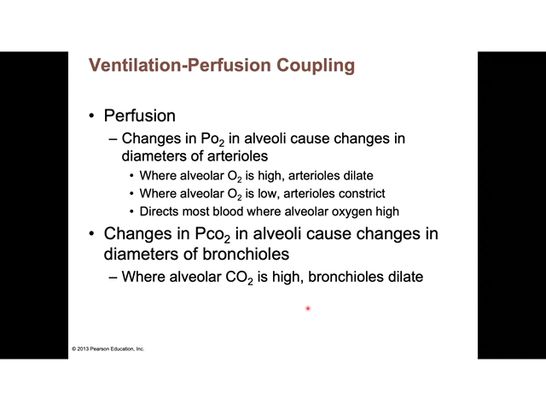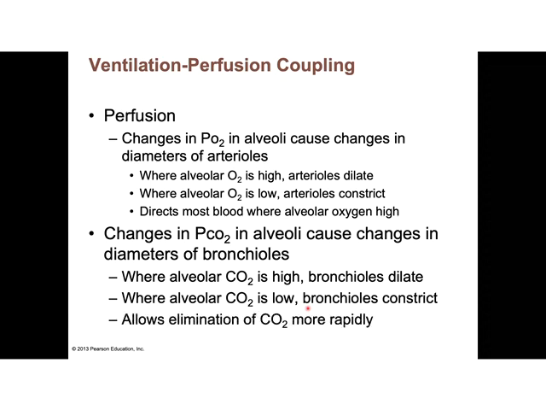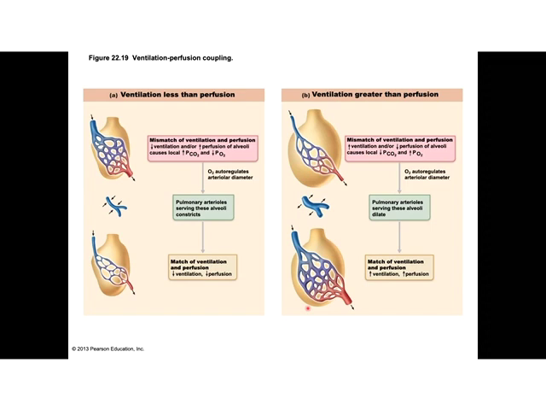Changes in CO2 levels cause changes in bronchial diameter. Where alveolar CO2 is high, bronchioles dilate, okay? Where alveolar CO2 is low, bronchioles constrict, right? And this allows elimination of CO2 more easily. So you can see here how this is working, right? Ventilation less than perfusion on the left, right? And ventilation greater than perfusion on the right, okay?